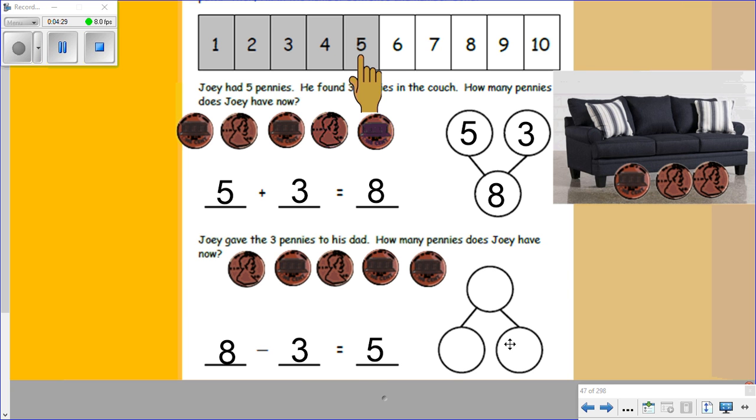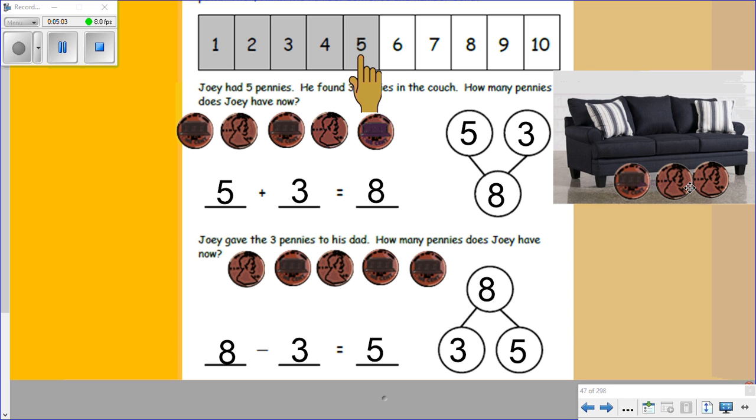Now look at this number bond and think where the whole amount would be going. The whole amount, which means the amount we had at the beginning to start with, not just the pennies you see here. The starting amount, right? And our whole amount was 8 minus 3, and we're left with 5. And again, it's okay if you put a 5 here and a 3 here, as long as they are the partners. All right, great work.